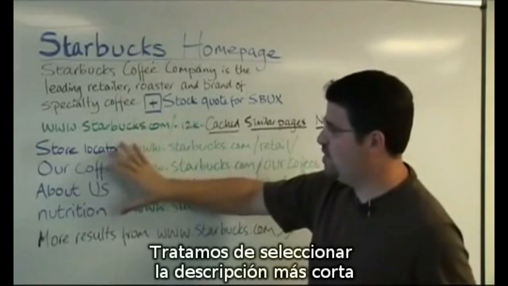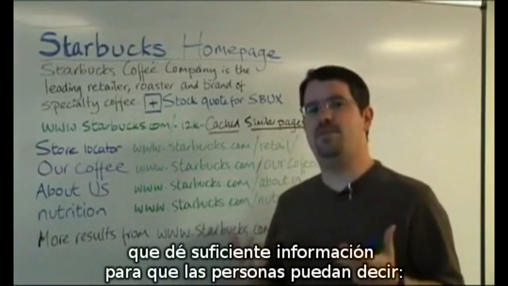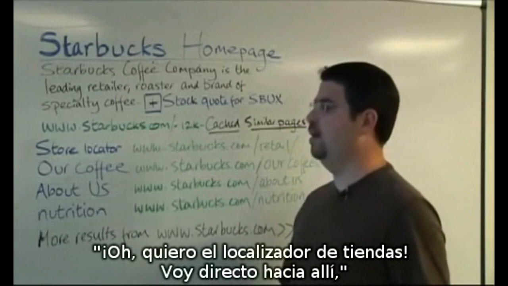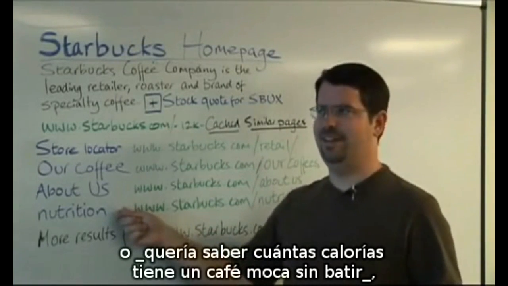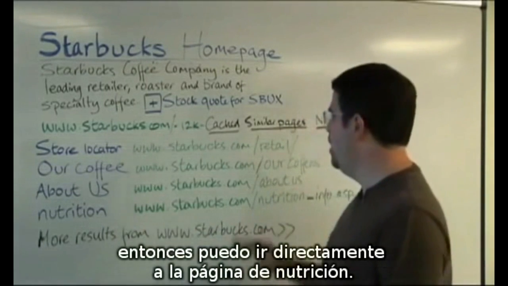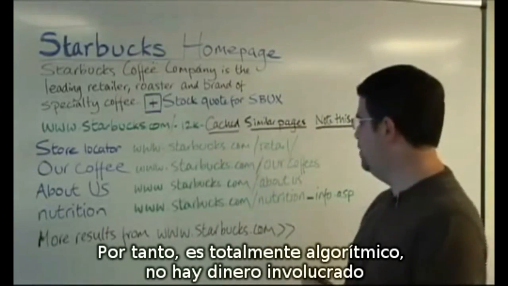So we're sort of selective. We try to pick the shortest little description that gives people enough information and where they can say, oh, the store locator is what I want. I'm going to go directly there. Or I wanted to find out, if I get a no-whip mocha, how many calories is that? So I can go straight to the nutrition page. So it's completely algorithmic. No money is involved in that.